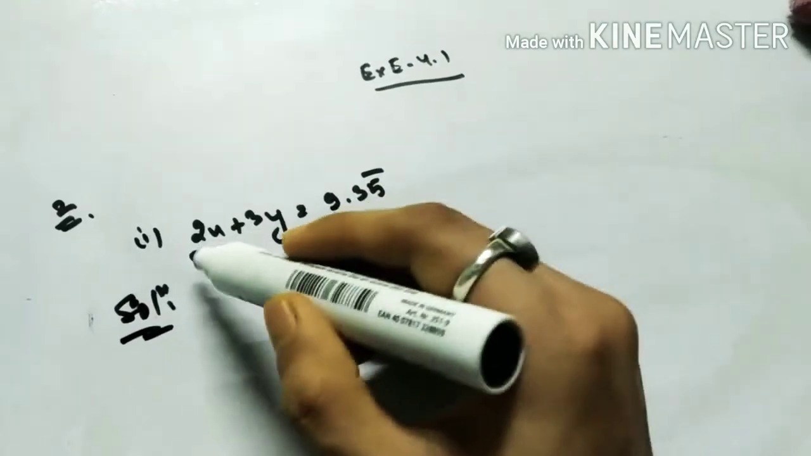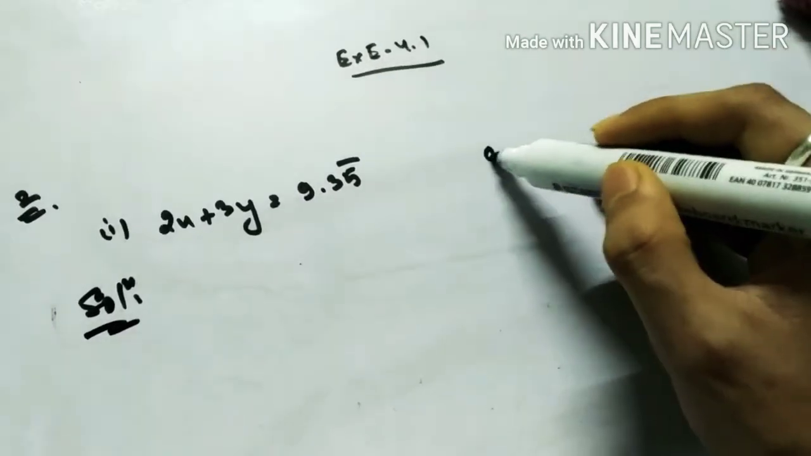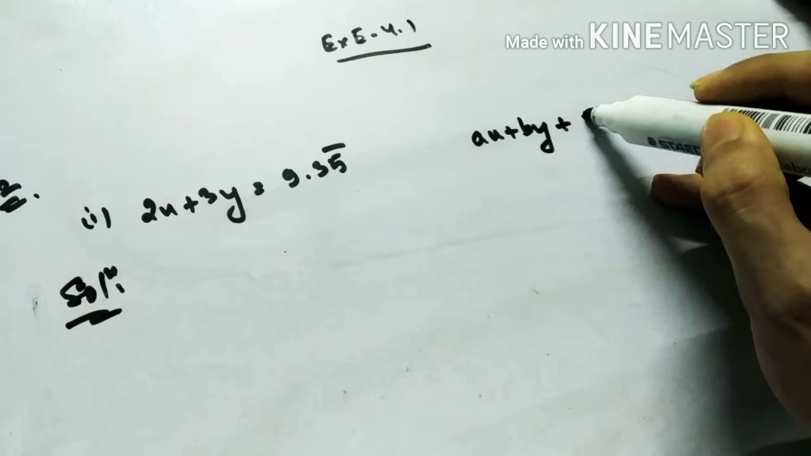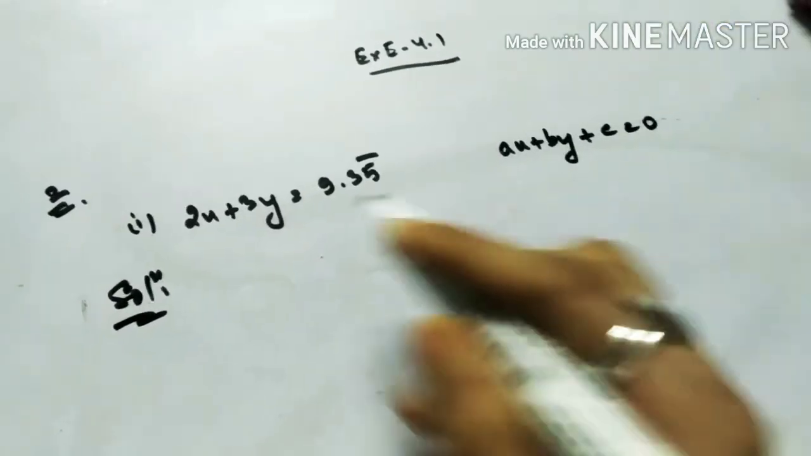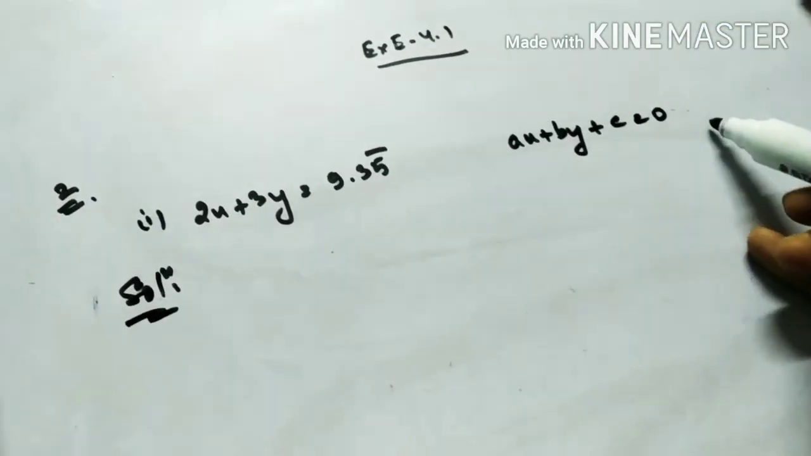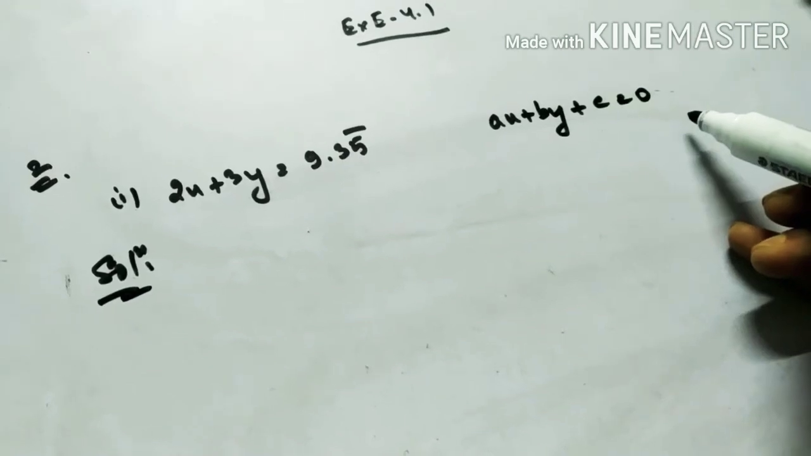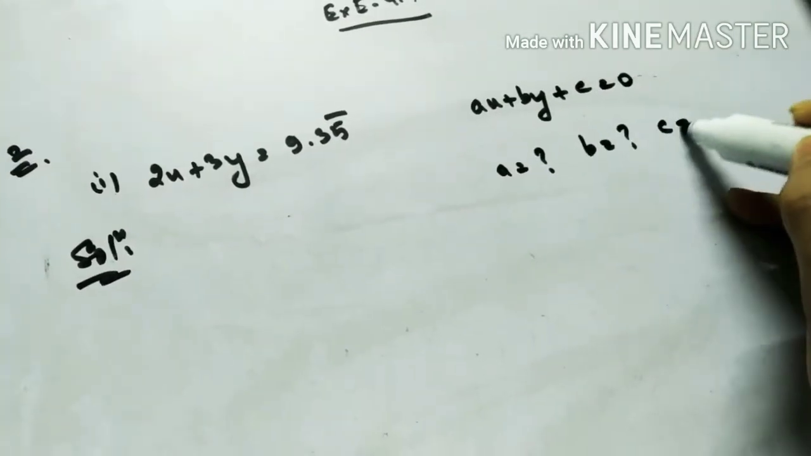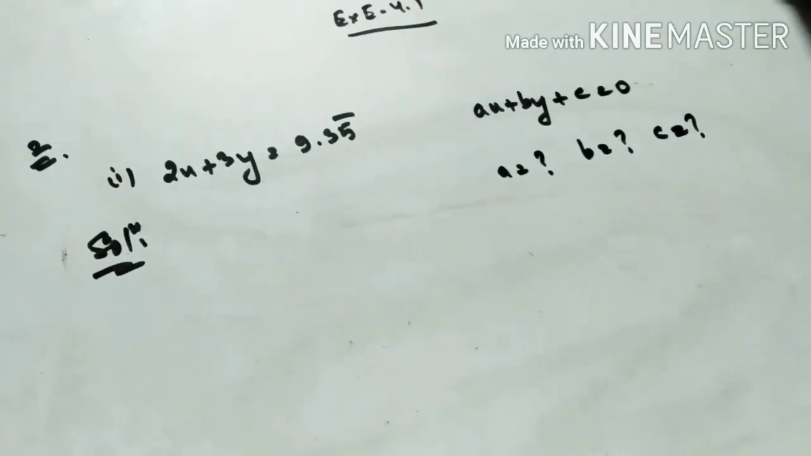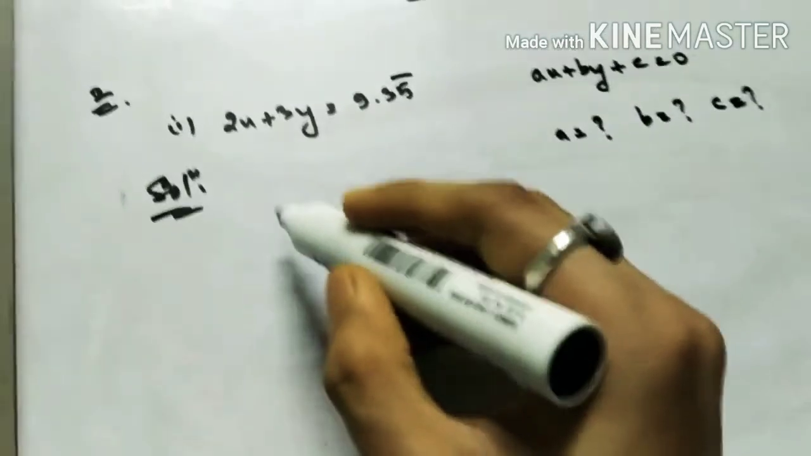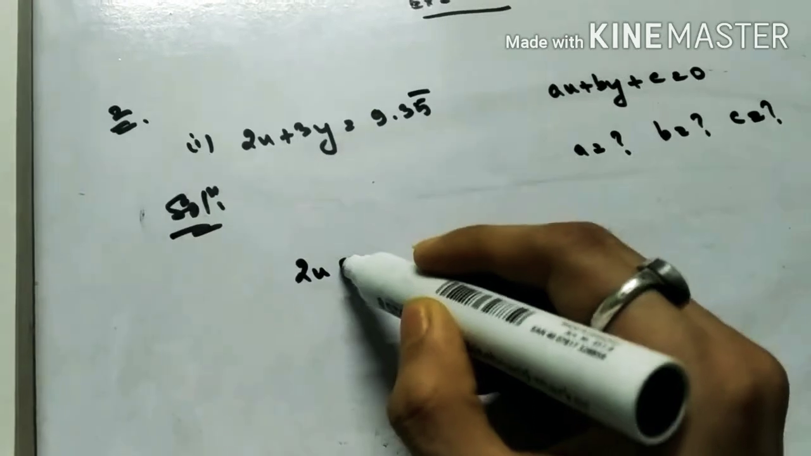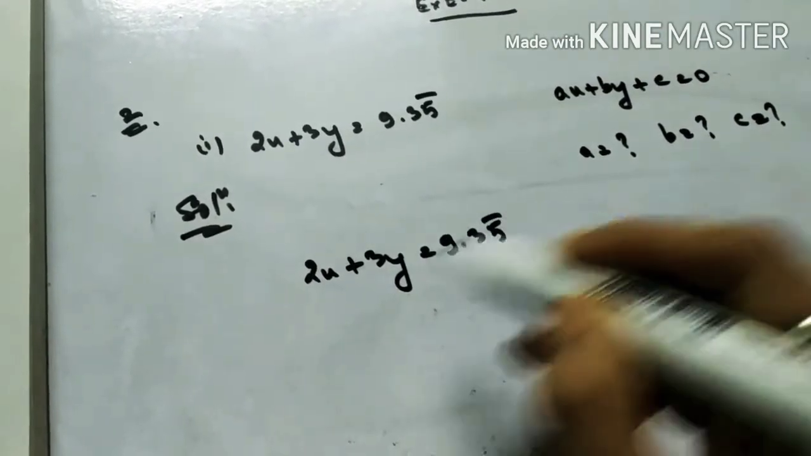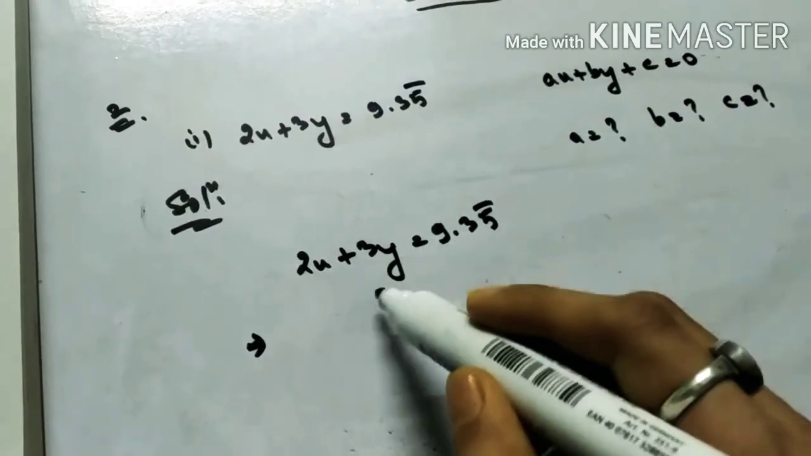I have to express this equation in the form ax plus by plus c is equal to 0. Understand? And then I have to indicate the a value, b value and c value here. Okay, so no problem. First of all, I will write the equation: 2x plus 3y is equal to 9.35 bar. This one I will bring to this side.